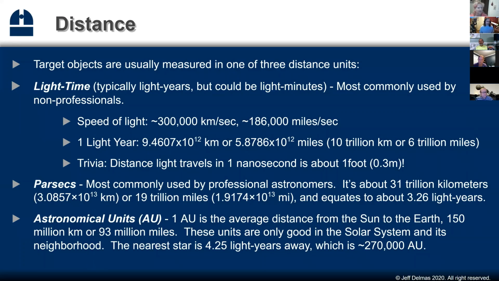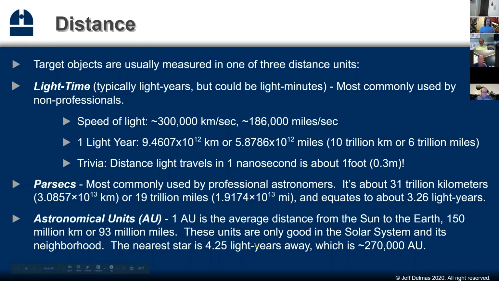And then the third type of unit is the astronomical unit, which is the distance from the Earth to the sun. Now, 1 AU is pretty big. It's 93 million miles. But in terms of dealing with stars and nebula and galaxies, it's puny. It's way too small. So these units, astronomical units, are only good within the solar system.